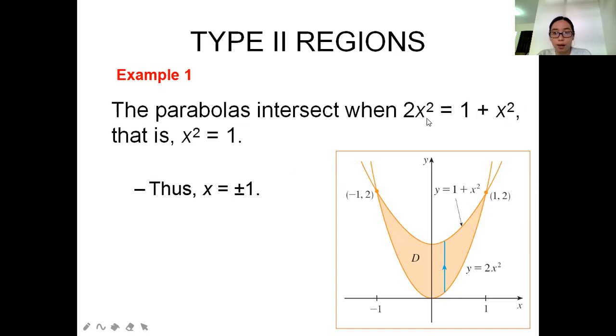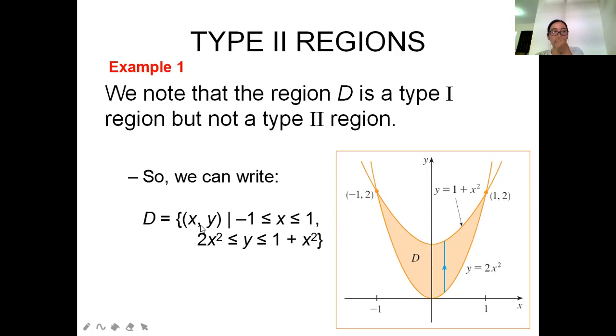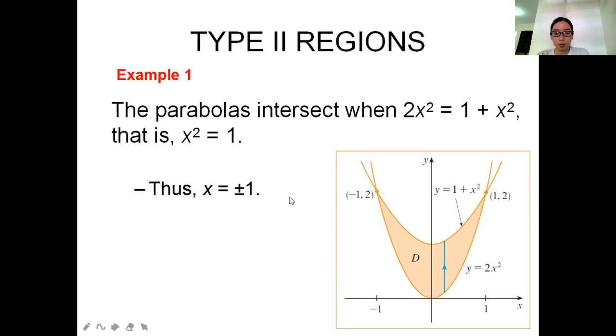We transpose x squared here, so 2x squared minus x squared will become 1, or x squared is equal to 1. Thus, x is equal to positive or negative 1. So we note that the region D is a type 1 region, but not a type 2 region.